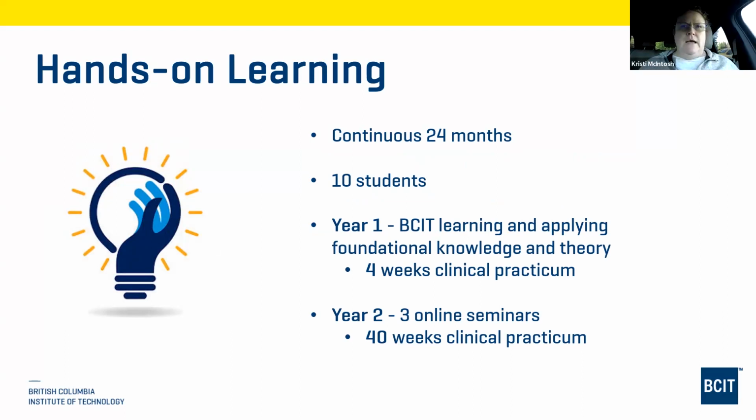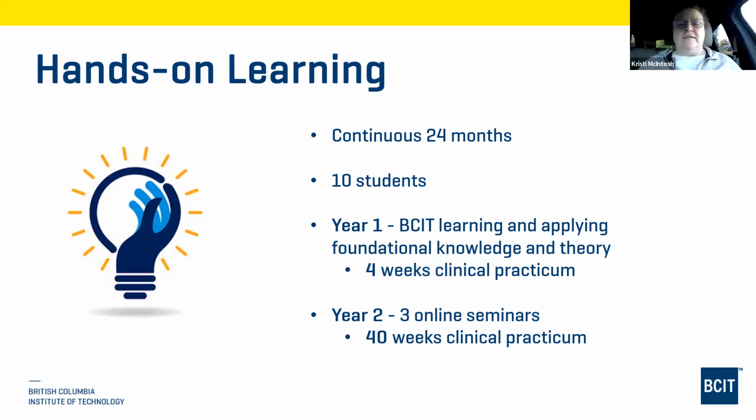So a little bit about the program. It's a continuous 24-month program. We usually have 8 to 10 students each year. There's a new cohort that starts each year, and we begin in January. In year 1, the students are at BCIT, where they have lots of lectures and labs, learning and applying their foundational knowledge and theory. There's one 4-week clinical practicum, and it's in June of the first year.